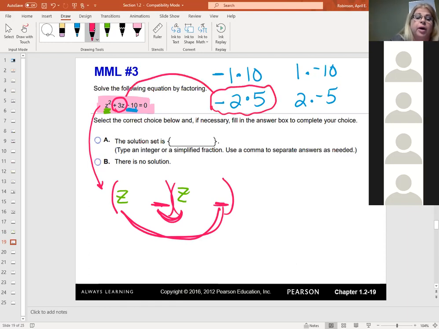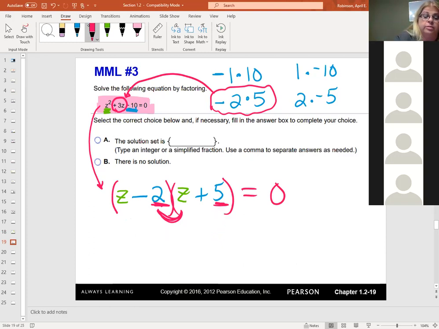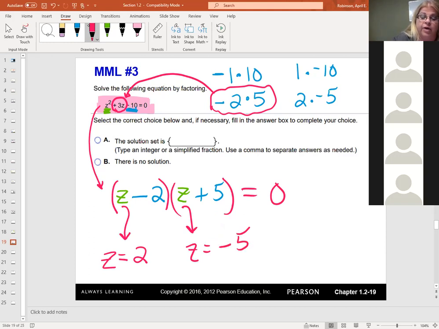Negative 2 and positive 5 adds up to a positive 3. And it doesn't matter where you put them. You can put the negative 2 here and the positive 5 there, or vice versa. But this is still equal to 0. And now I just look at my answers. Let me erase all this. I can stare at this and say, okay, this z right here would have to be a positive 2, and this z right here would have to be a negative 5.